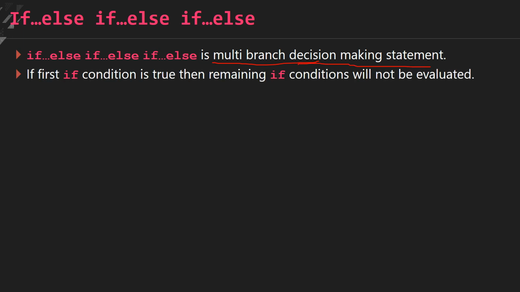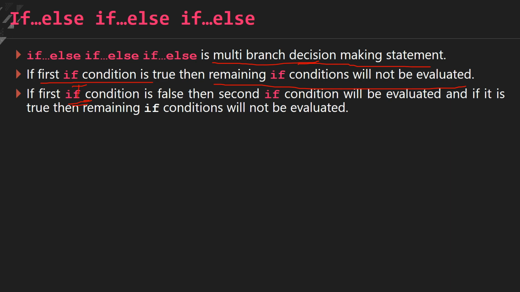If the first if condition is true, then the remaining ifs will not be executed. If the first if condition is false, it is going to check the second if condition. The second if condition will be evaluated, and if it is true, then the remaining if conditions will not be executed.